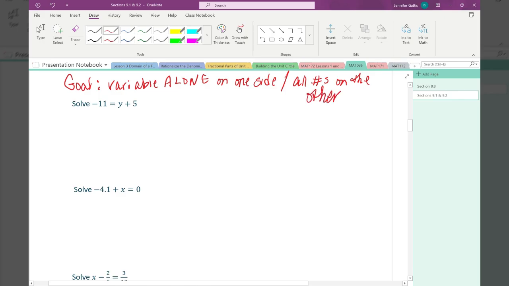Okay? So here we can see that we have a variable y. And beside that y is this plus 5. Okay? So we are going to do the opposite. The opposite of plus 5 is minus 5. And in order to stay balanced, we want to do that to both sides. Okay? And when you do that, you get negative 16 is equal to y.